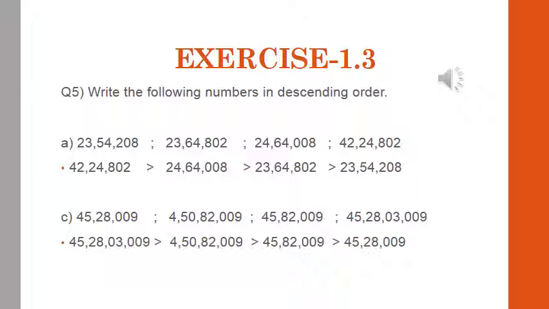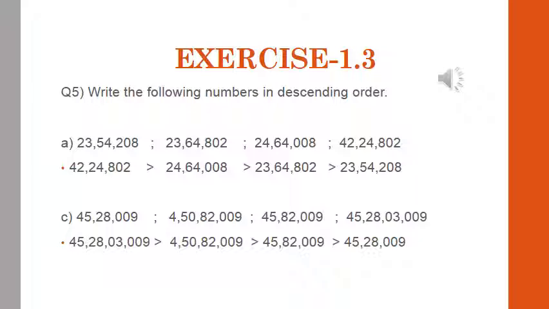smallest. Now the A part: you can see this is 23 lakh 54,208. Then we have 23 lakh 64,802. Then it's 24 lakh 64,008. Then 42 lakh 24,802. First of all, that is the lakh period. In the lakh period, the bigger number will be 42, because that is the greatest one. So 42 lakh 24,802 will come first. Then, if you talk about the lakh period only, the next smaller to 42 lakh 24,802 is 24 lakh 64,008. This is the next smallest number, right?